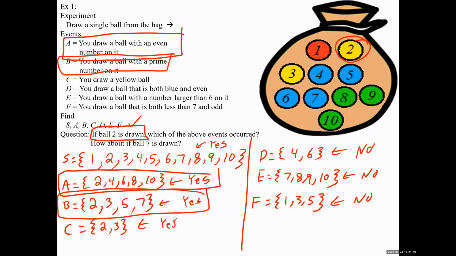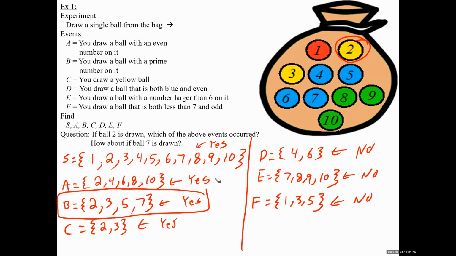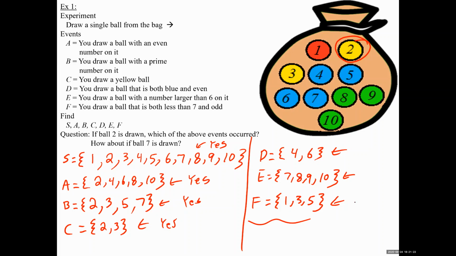Okay. Let's go to 7 real quick. Same idea. So let's say you draw the number 7. Let's go starting from F. If you draw the number 7, did F occur? No. How about E? Yes, it's on there. So if you draw the number 7, E occurred. Did event G occur if you draw the number 7? No. And I guess we might as well do it for all of them real quick.